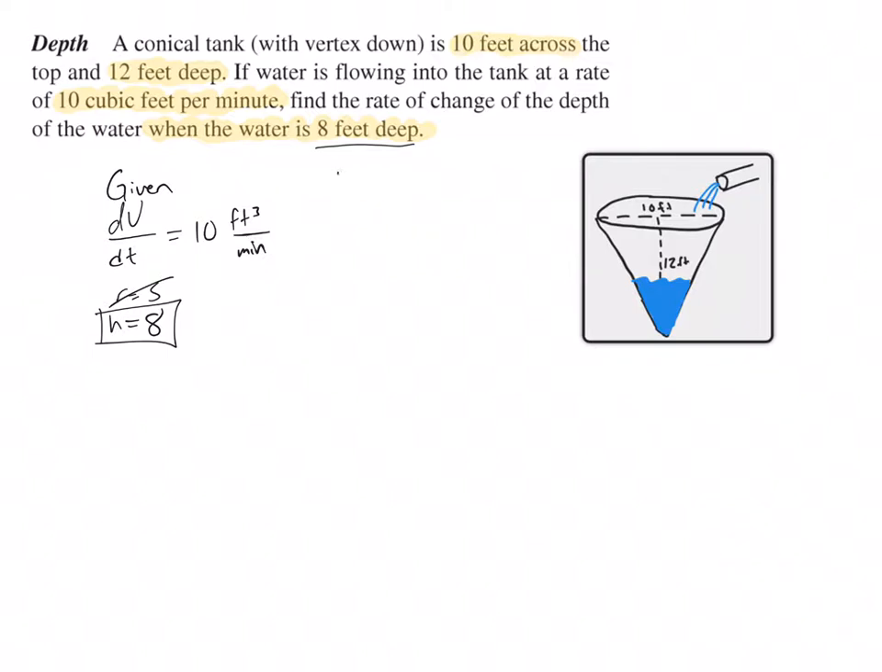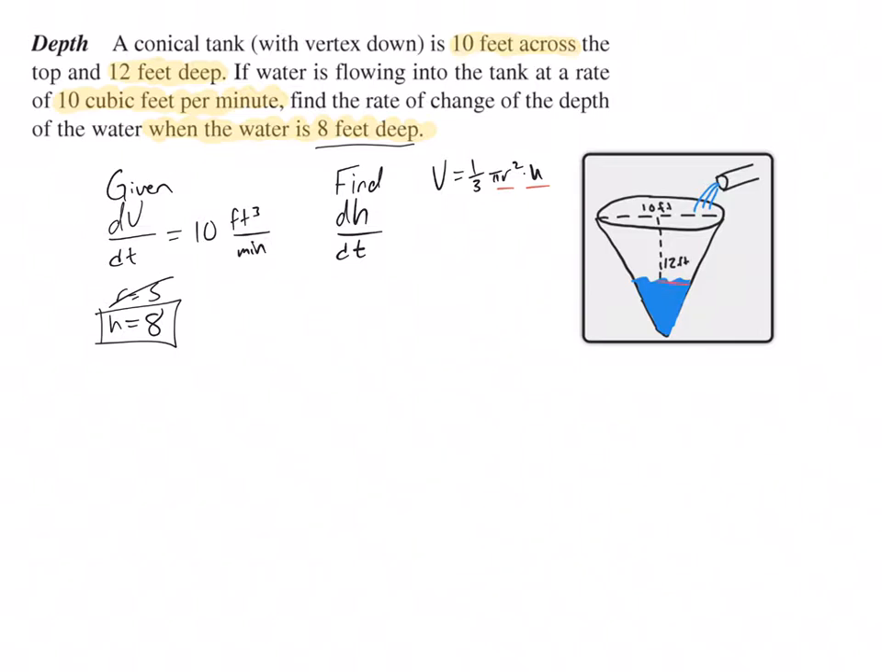So what are we trying to find? Well, we're trying to find the change in the depth, which is the height, so that's the change in the height with respect to time. Now to relate all these things together, we're going to use the volume of a cone. So remember, the volume of a cone is 1/3 pi r squared times h. Well, that's a little problematic because we have an h and an r. So we need to figure out a way that relates r and h together.